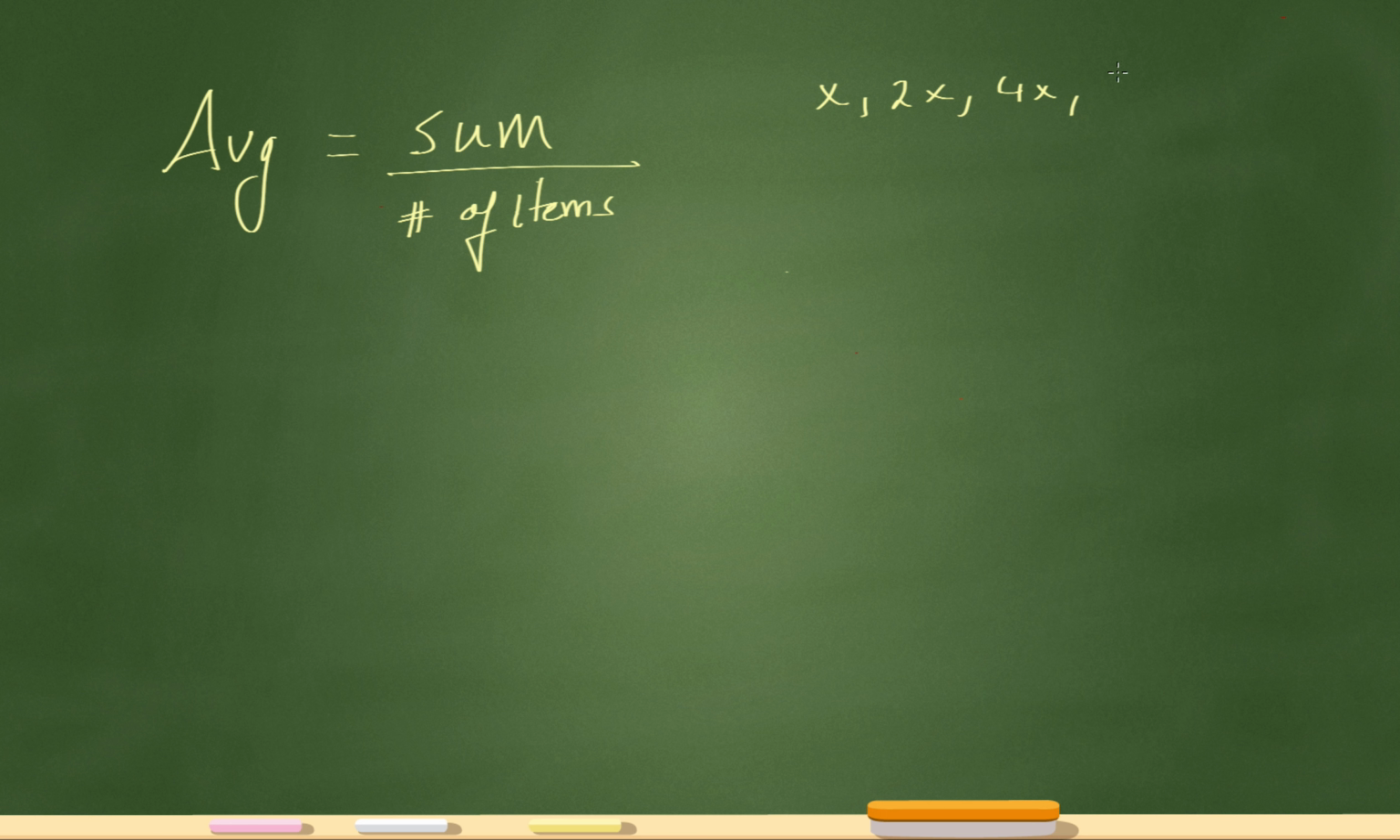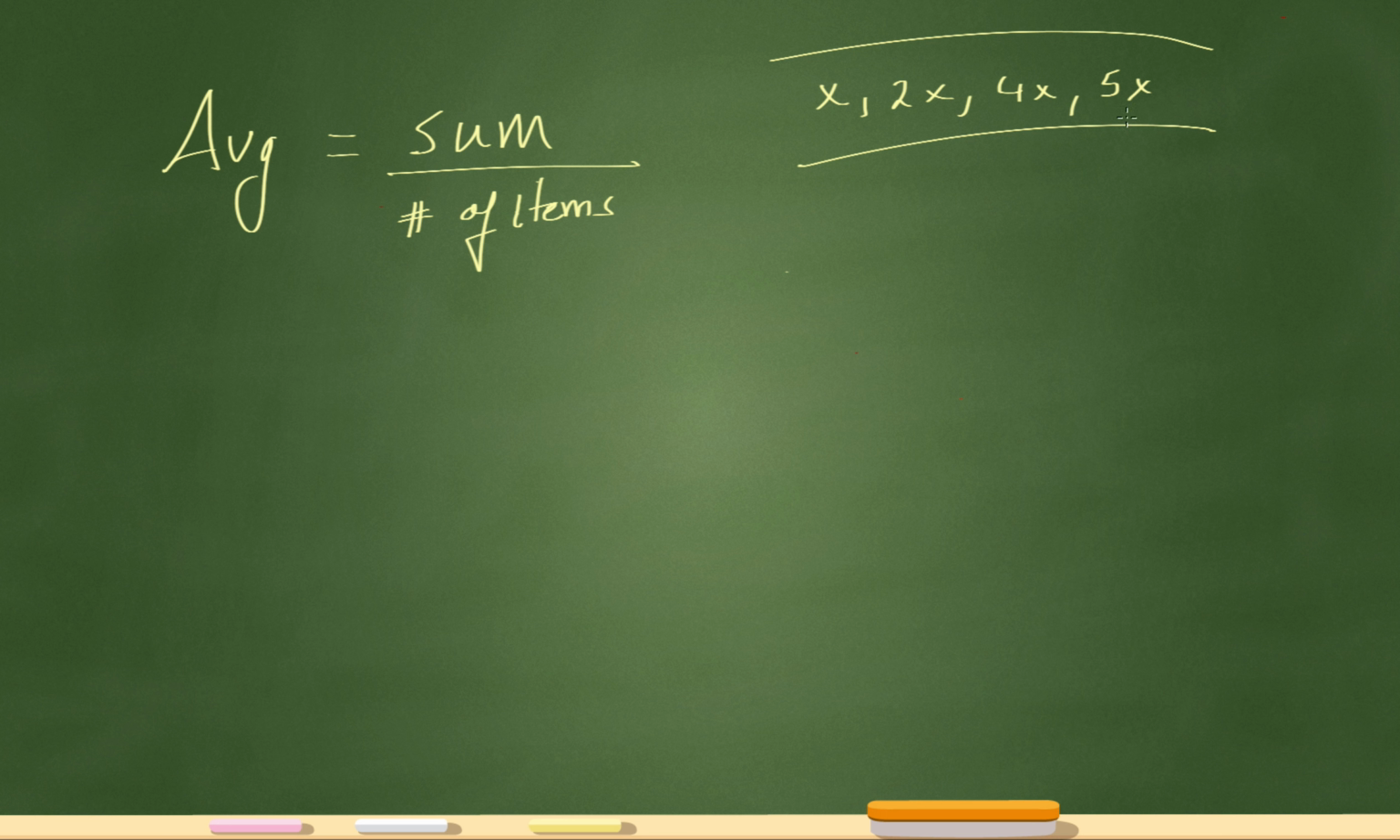But let's understand what average is. Average is the sum divided by the number of items, let's call it, or number of things. So over here I have x, 2x, 4x, and 5x. These are my numbers, right?